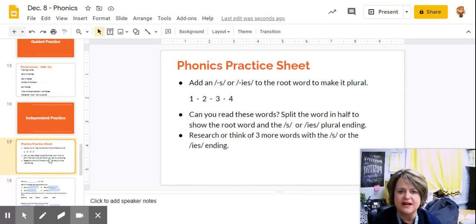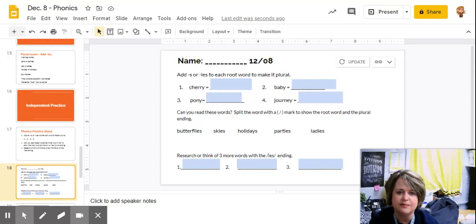For independent practice today, you are going to either add just an S or IES to a root word to make them plural, just like we just did in our guided practice. And can you read these words? Make sure you read those to someone and then split your word in half. Separate your S and your IES from your root word. This is what your independent practice looks like.